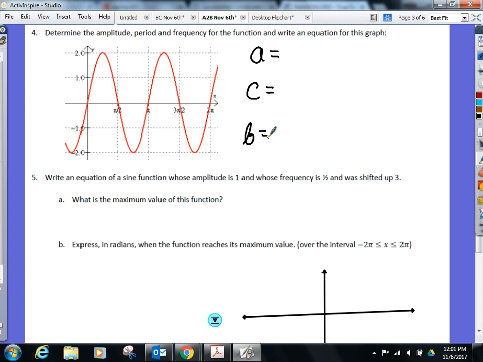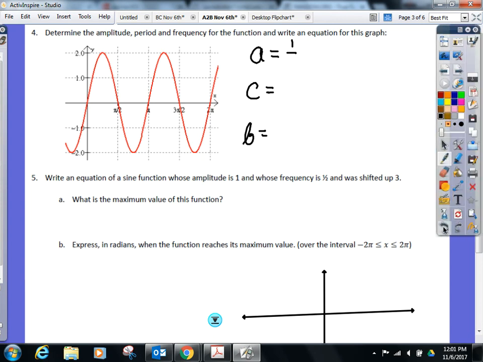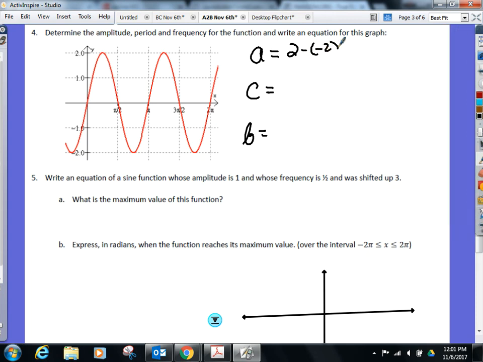Got the A value, Megan? 2, yep. Now, you guys could have done 2 minus -2 divided by 2 and gotten 2 back out. Or you could, again, this is what I was talking about earlier. See how it goes up to 2 down to -2? You don't even have to do the formula. It's got to be 2.